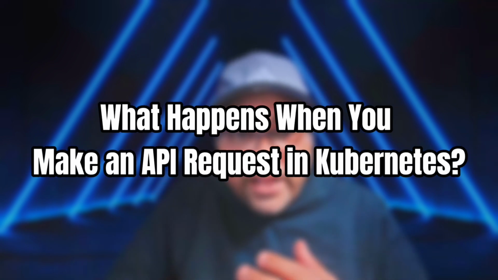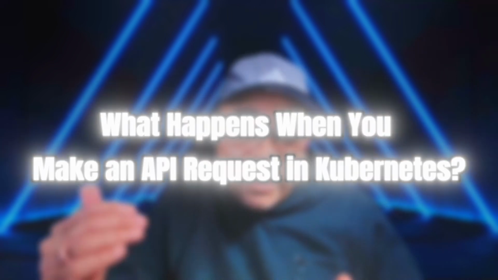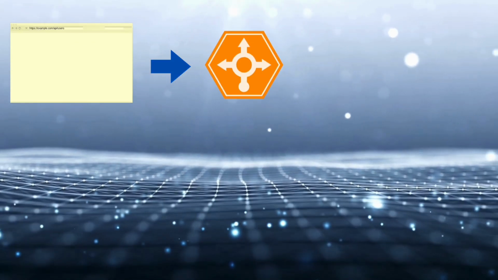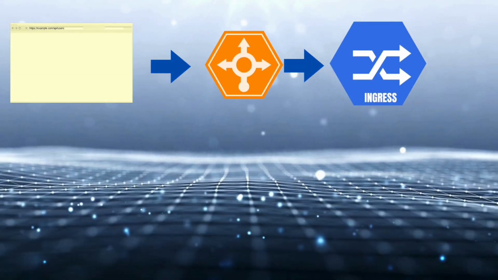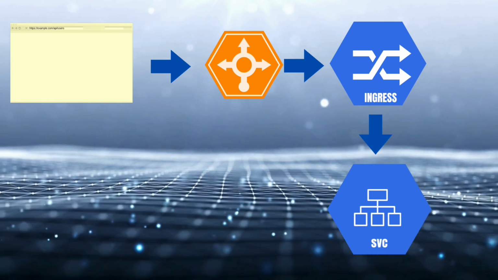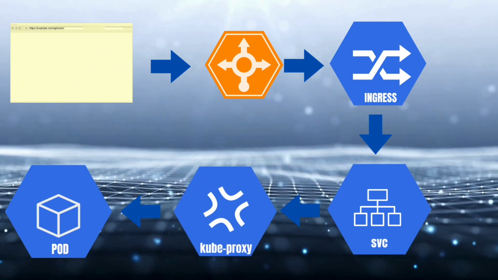In this video, I will walk you through the complete behind-the-scenes journey of your API request, from the browser to the load balancer, through the Ingress Controller, service, Kube-Proxy, and finally to the pod that handles the request. Let's jump into it and decode how Kubernetes handles all this complexity.